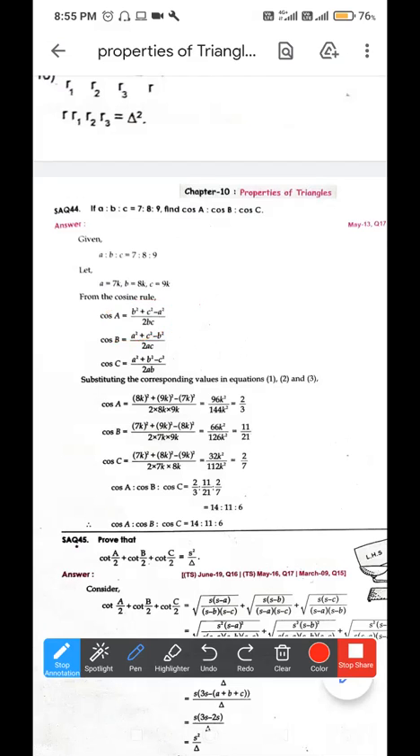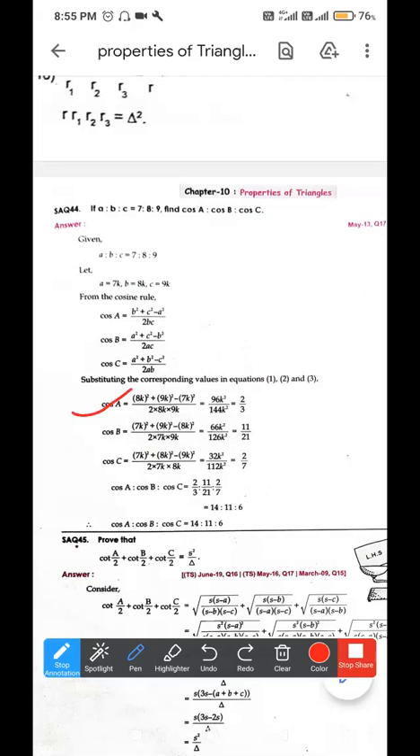So from the cosine rule, cos A is equal to b square plus c square minus a square by 2bc, cos B is nothing but a square plus c square minus b square by 2ac, and cos C is nothing but a square plus b square minus c square by 2ab. Now substitute the corresponding values in equations 1, 2, and 3.